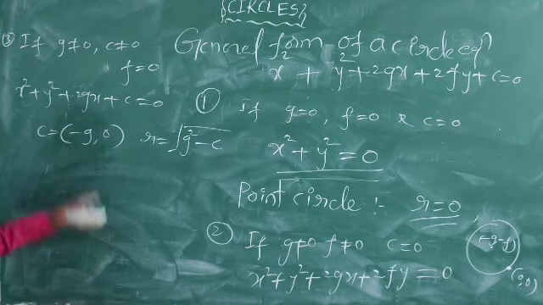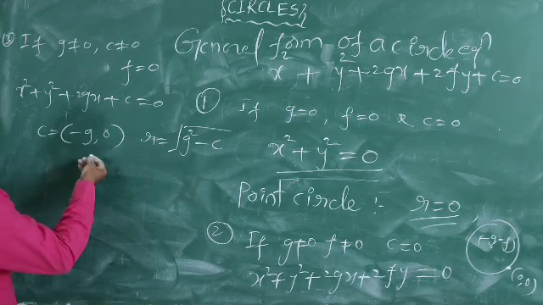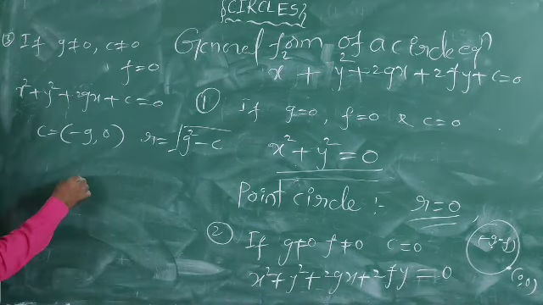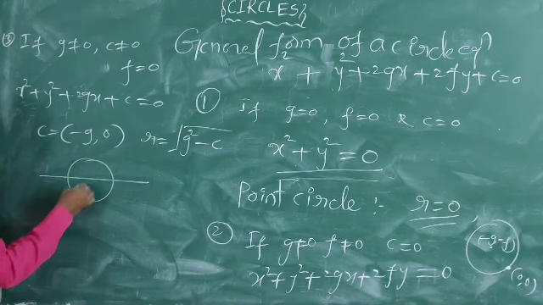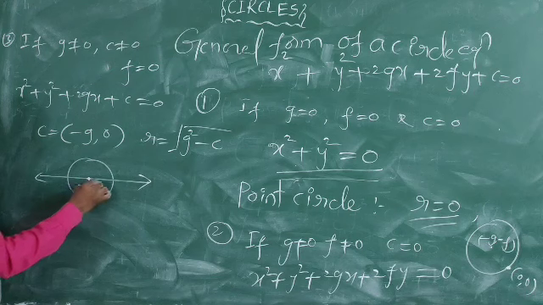Very clear. There is no y coordinate, so the y coordinate is equal to 0. That means the center lies on the x-axis. So this is a circle whose center lies on the x-axis, at (minus g, 0) with radius r.